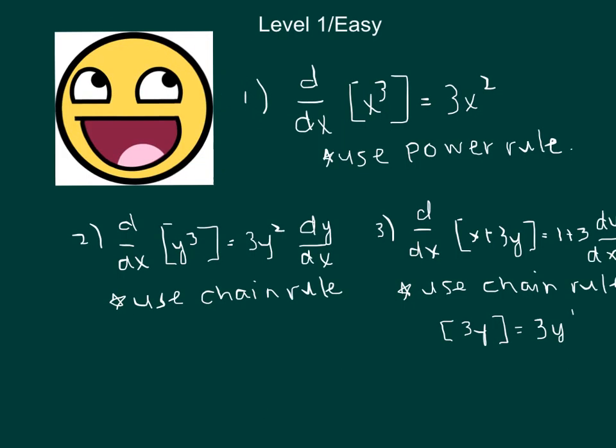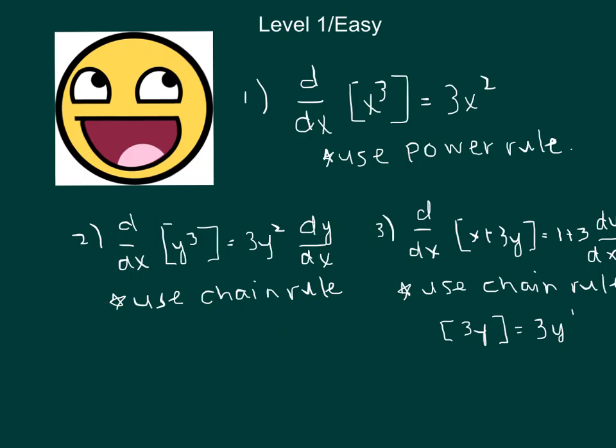So level 1, easy. Let's start off with number 1. x cubed equals 3x squared. Since both the variables agree, x and x, you use the power rule. That's how you get that.